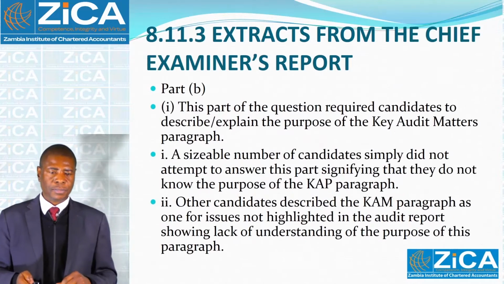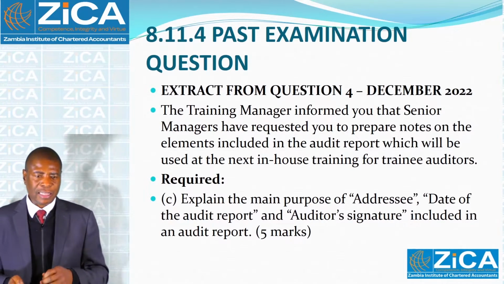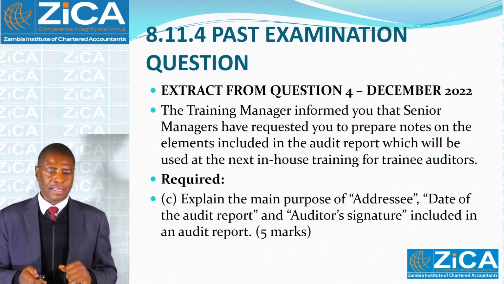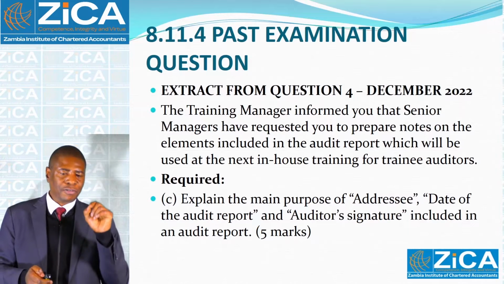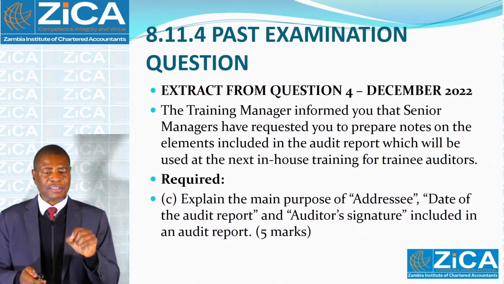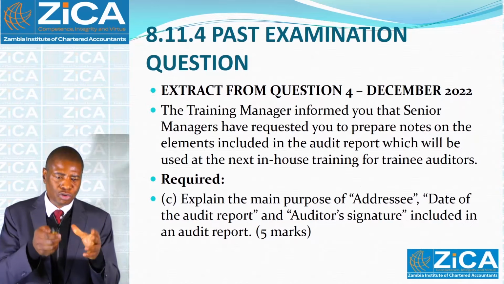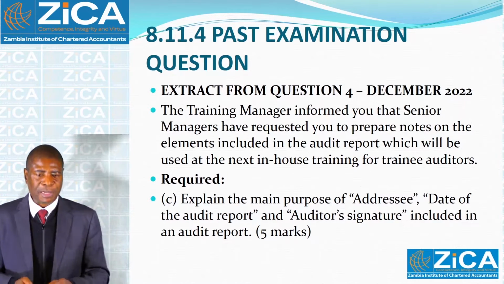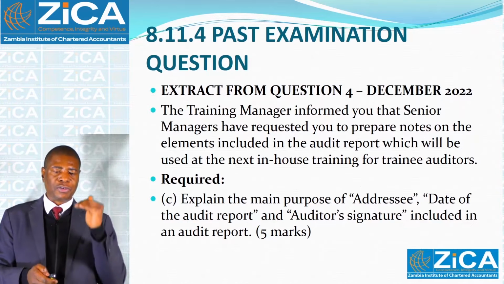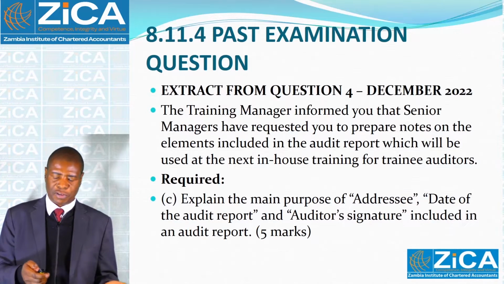Then December 2022, there was a question 4, part C, which said explain the purpose of addressee, date of the auditor's report, and auditor's signature, including the auditor's report. Again, that's knowledge-based. If you knew those things, you should be able to explain, and you should have got your 5 marks. But unfortunately, most of us go to these exams unprepared and demonstrate ignorance instead of knowledge.